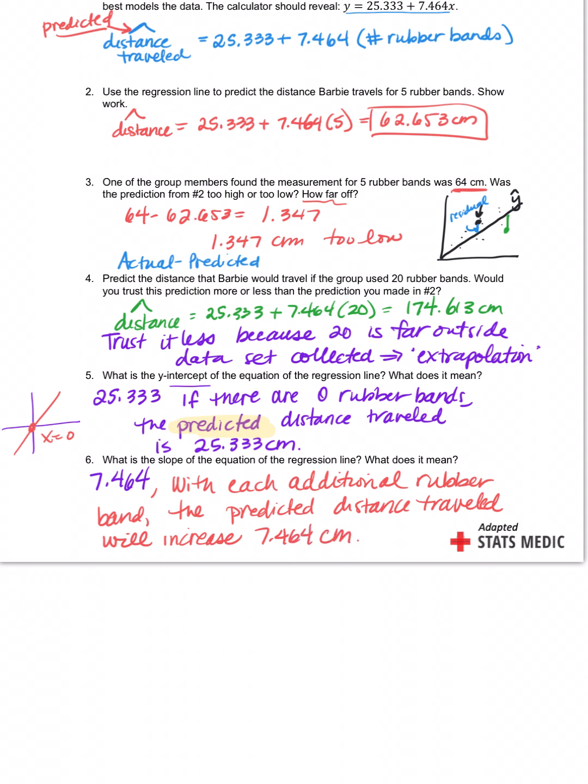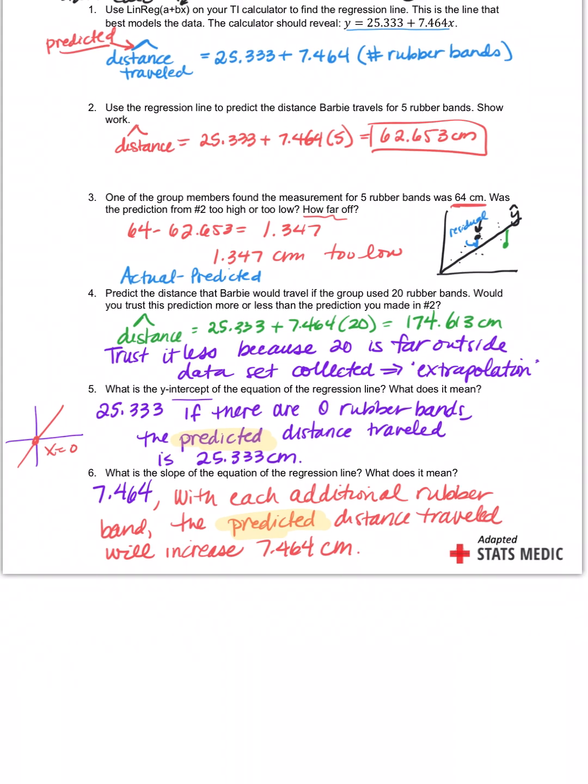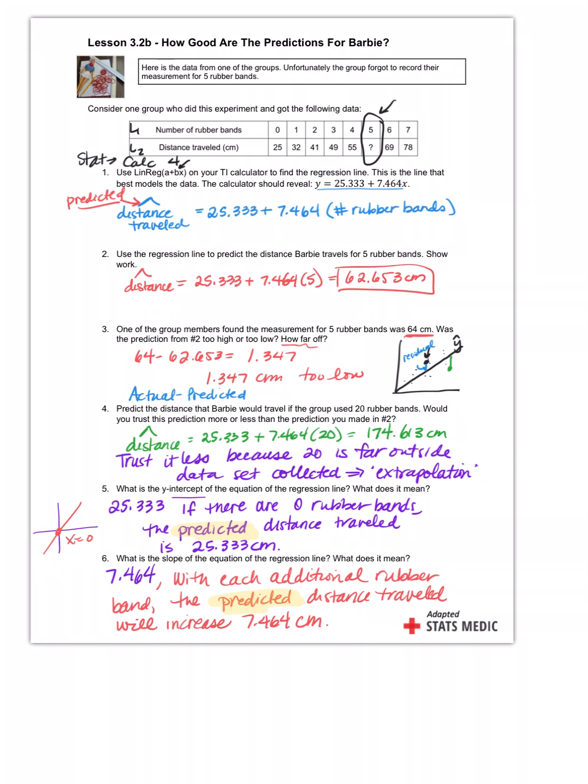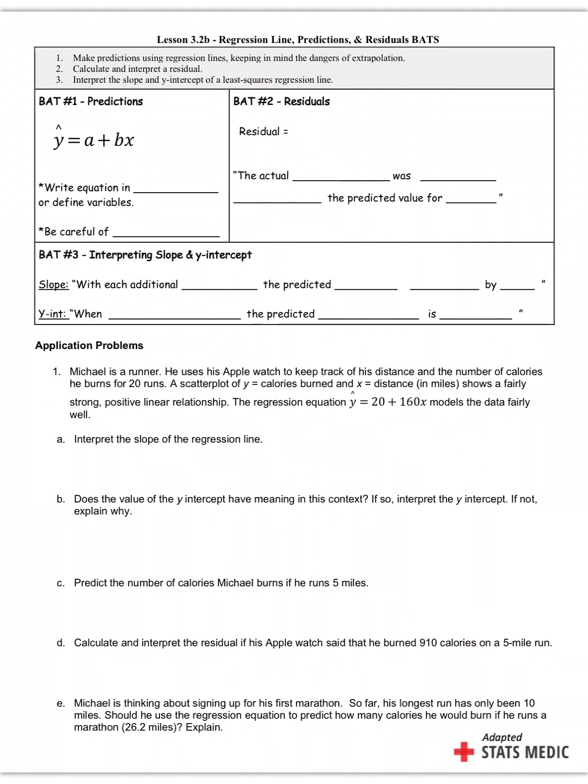7.464 centimeters. So we want to be really careful in this unit to remember to put units on our answers and use that fabulous word of predicted all the time, everywhere you can. Nothing is for sure, right? It's all predictions. All right. Questions so far? Okay, let's summarize this and see how we do on the back.